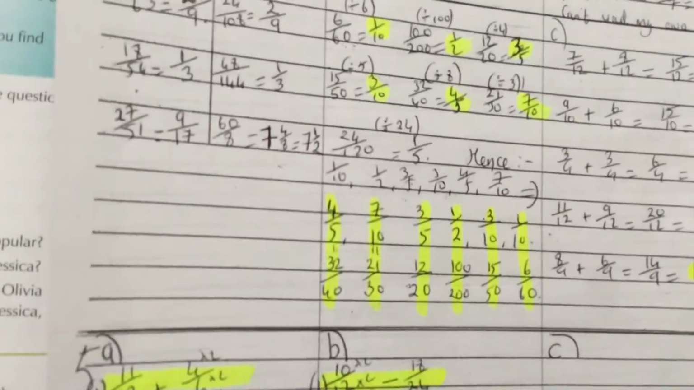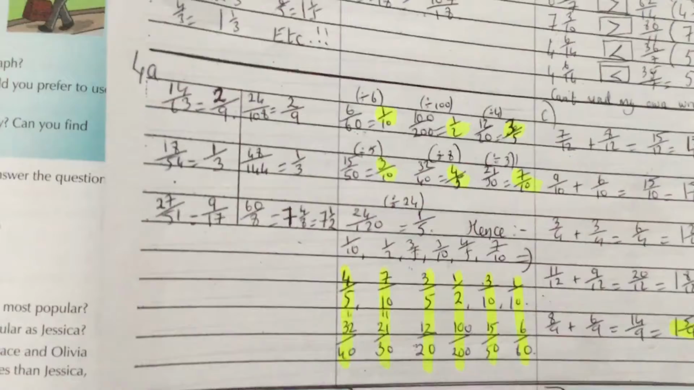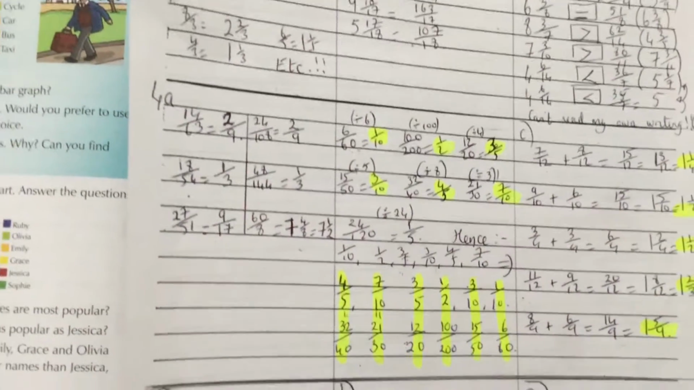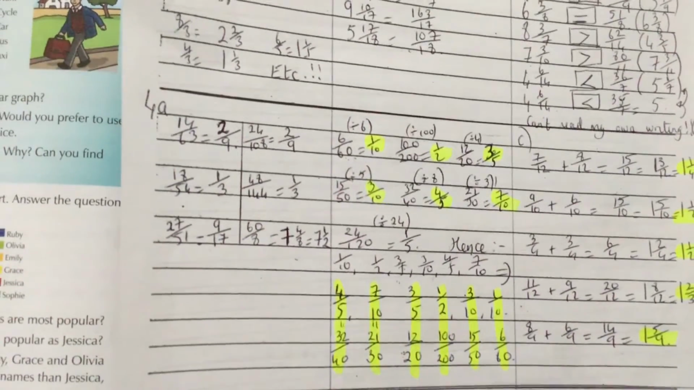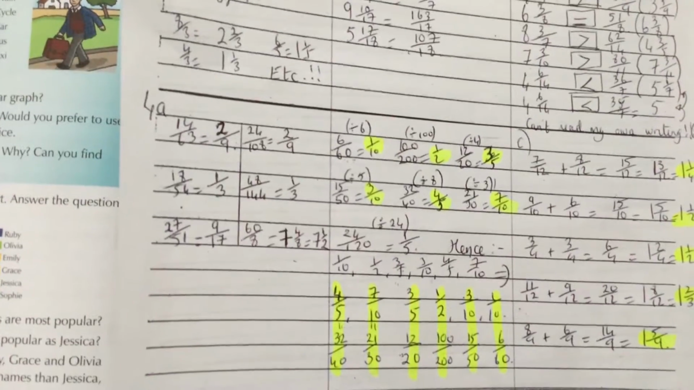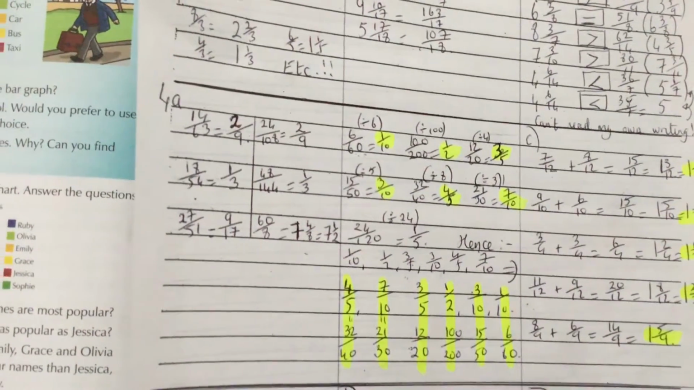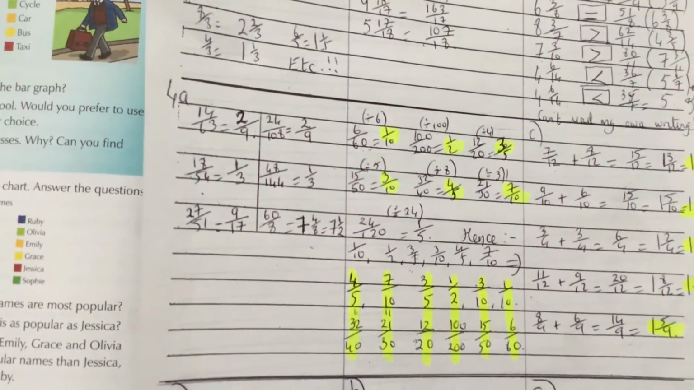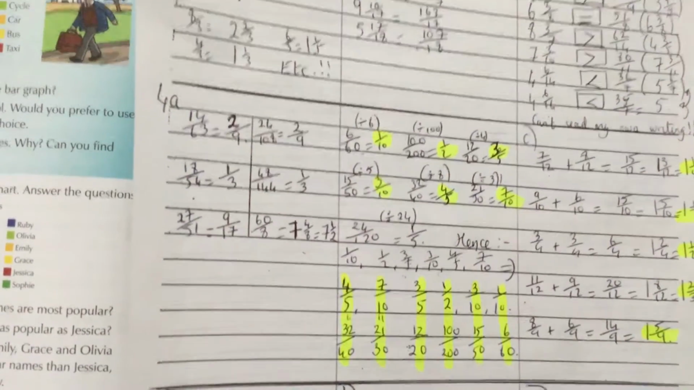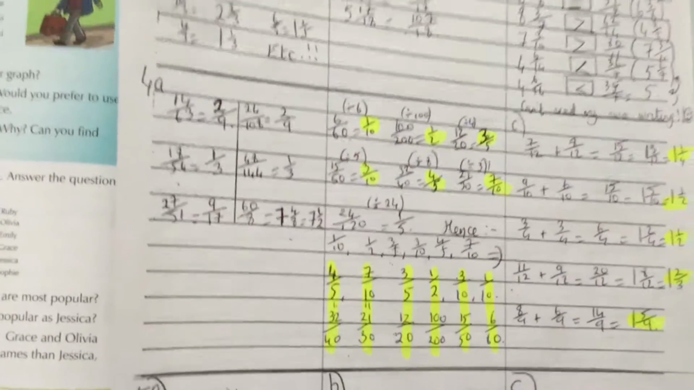So then when I got that answer, I brought them back to their original form because you must bring them back to what you were asked. And I found out that 32 over 40 was the largest, then 21 over 30, then all the way down to 6 over 10, which is equivalent to 6 over 60, which is equivalent to 1 over 10.